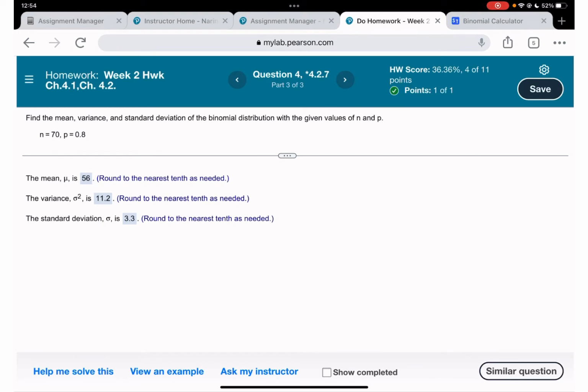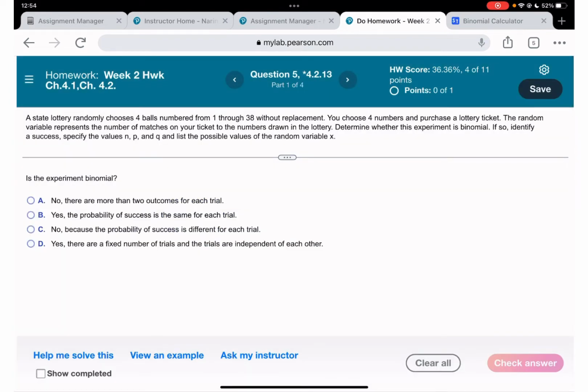For question number 5, let's move to the next question. A state lottery randomly chooses 4 balls numbered from 1 through 38 without replacement. Okay, they don't replace it. You choose 4 numbers and purchase a lottery ticket. The random variable represents the number of matches on your ticket to the numbers drawn in the lottery. Determine whether the experiment is binomial. If so, identify success. Specify the values n, p, and q and list possible values of the random variable.